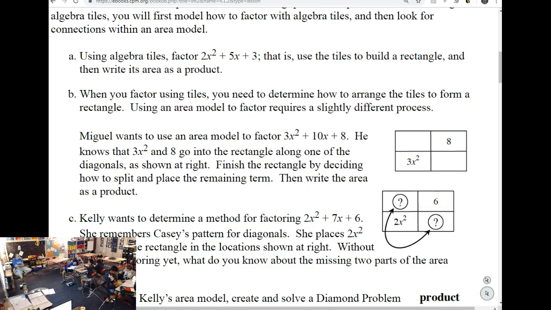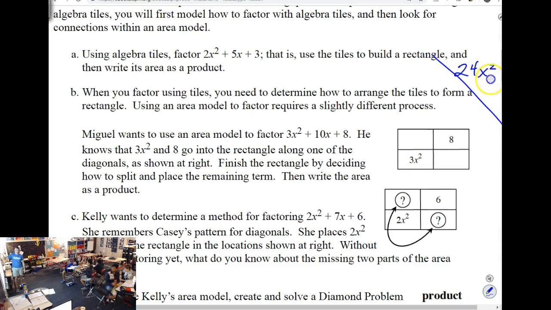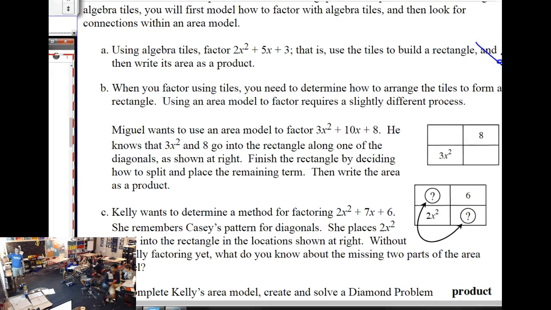8 times 3x squared, and then you get the product of this and that. You put the product on top, 24x squared, and this goes on the bottom here. You fix it. No. Uh-oh. I did not want to move that. Is that candy cane?